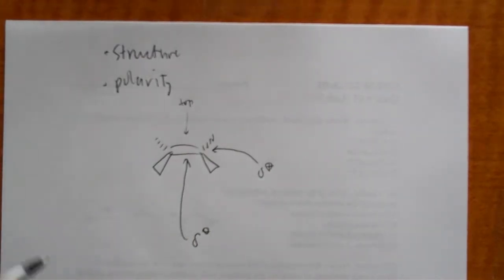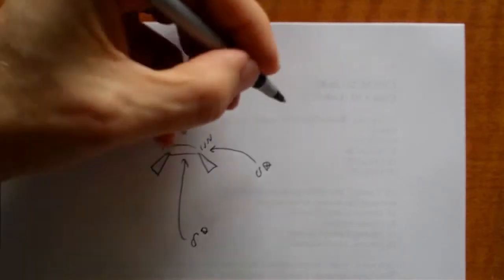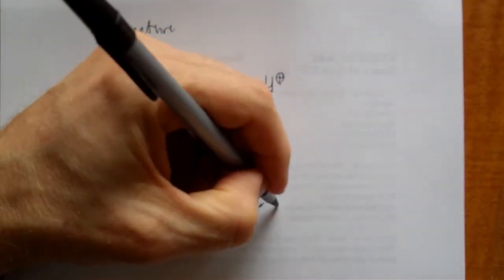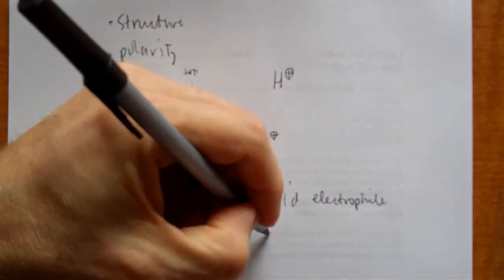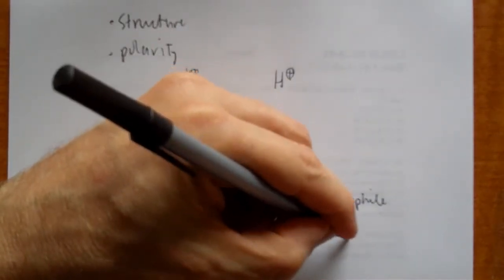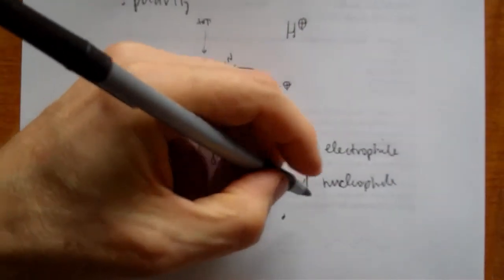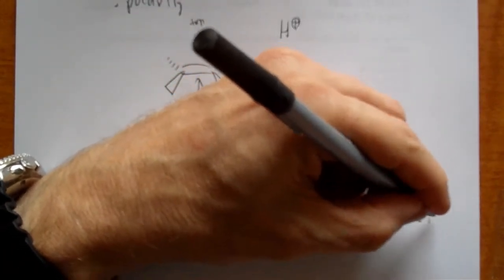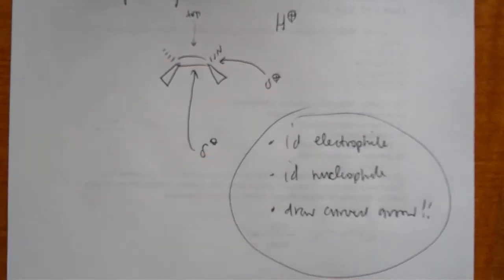So, if we have an alkene and we're going to react, say, an acid with it, which acids generally look like that, what do you expect? That's a good question. Where's the electrophile and where's the nucleophile? That's really the question that I'm asking you here. So, question number 1, identify the electrophile. Question number 2, identify the nucleophile. Question number 3, draw the curved arrow. And that's it.